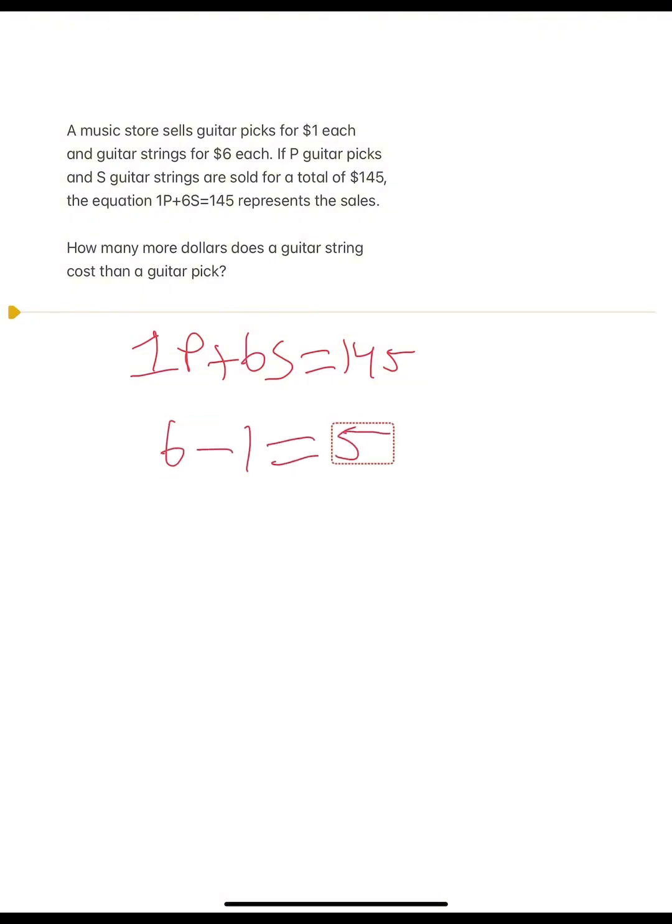145 represents the sales. If we write this equation out, you can write 1P or P, but since it says 1P here, let's just write this out together. So we have 1P plus 6S equals 145. We know P equals guitar picks and S equals guitar strings. A guitar pick costs $1, which is the coefficient of P, so we're identifying the price per item. A pick equals $1 and a guitar string S costs $6. The difference in price between these two is found by simply subtracting the guitar pick price from the guitar string price, which is 6 minus 1, and that equals 5. So a guitar string costs $5 more than a guitar pick.